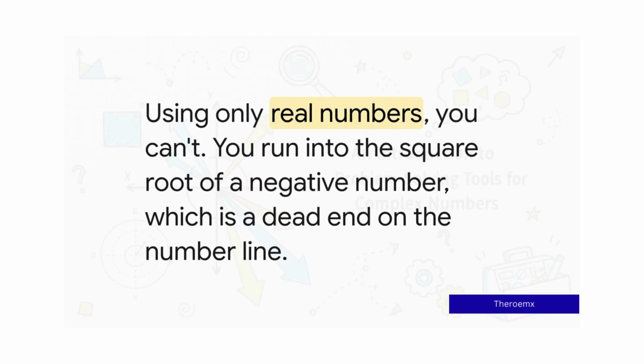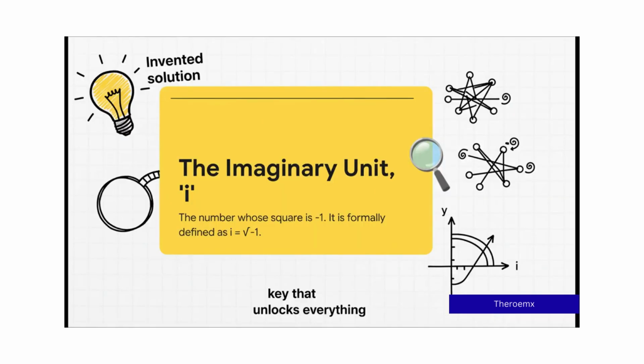If you try to solve this with the tools you're used to, you hit a brick wall. You get to a point where you need to find the square root of a negative number. And in the world of real numbers, that's a dead end. The game's over. But what if we just invented a number to solve the problem? What if we just created it?